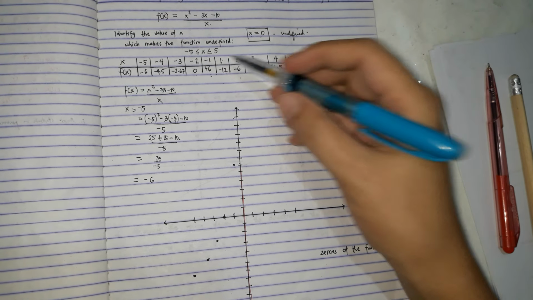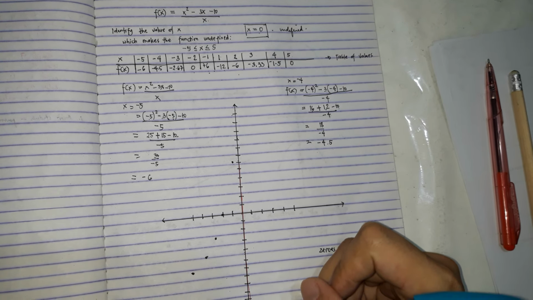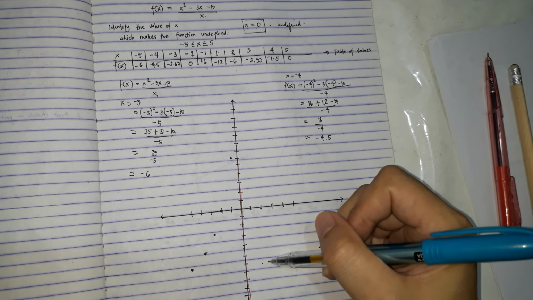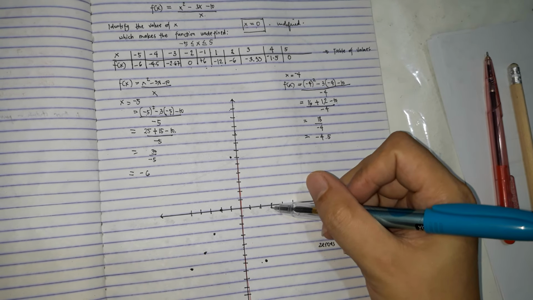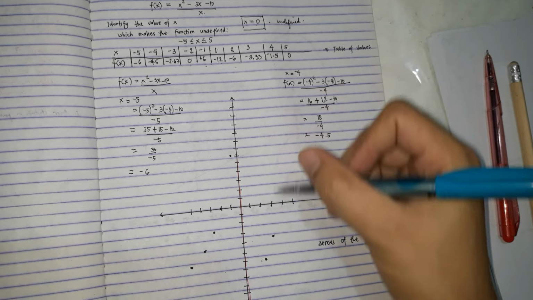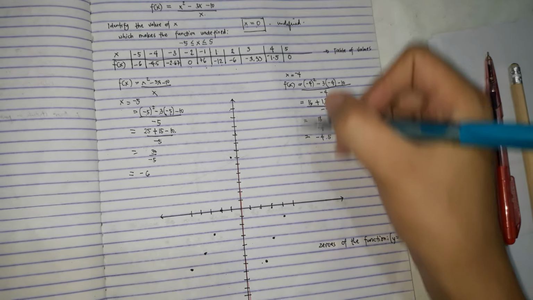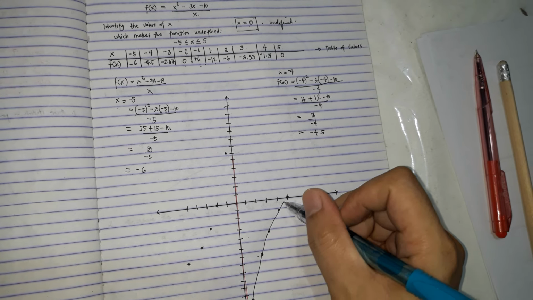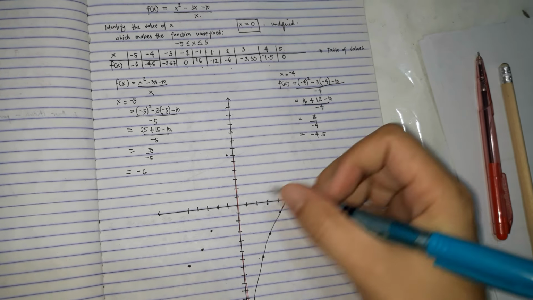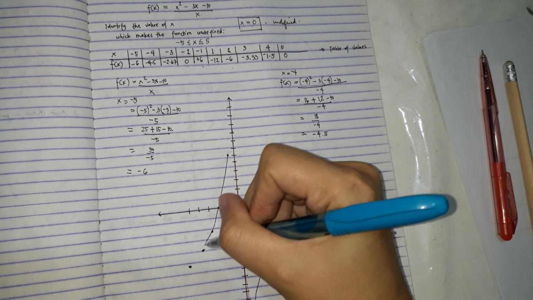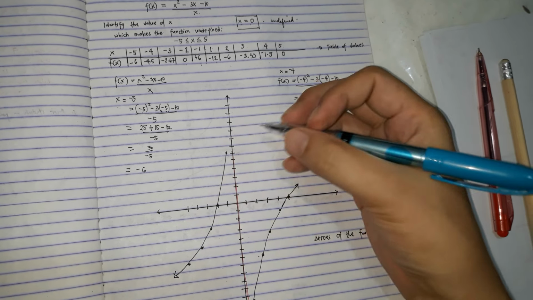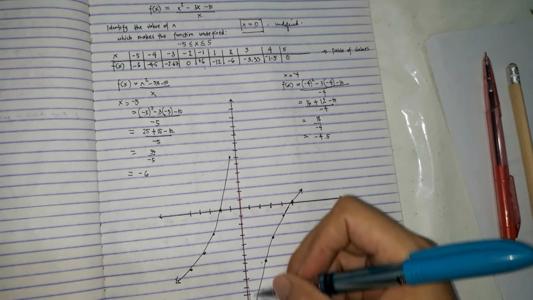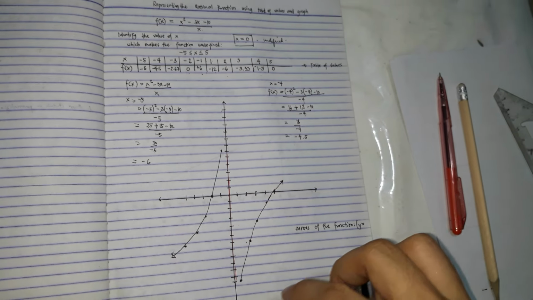So if it is 1, negative 12. If it is 2, negative 6. If it is 3, negative 3.3. If it is 4, negative 1.5. If 5, 0. So if we're going to plot the points, it will look like this. We're not going to connect this because we know that the graph will not pass through here. So this is the graph of the function.